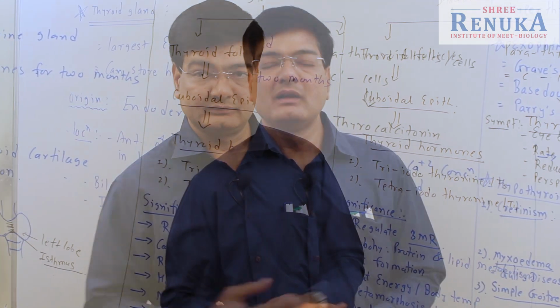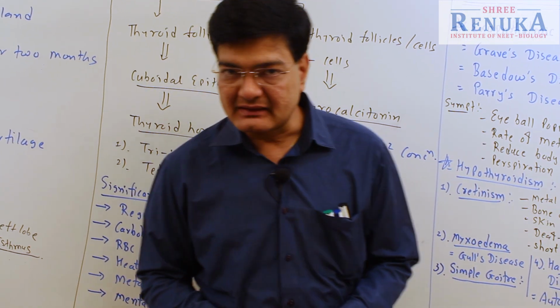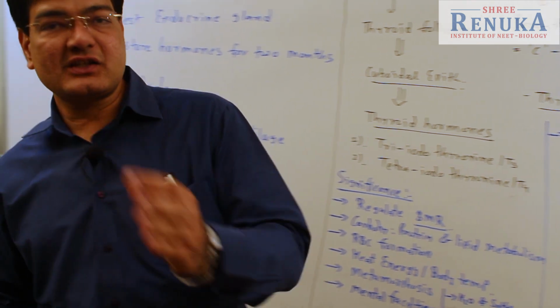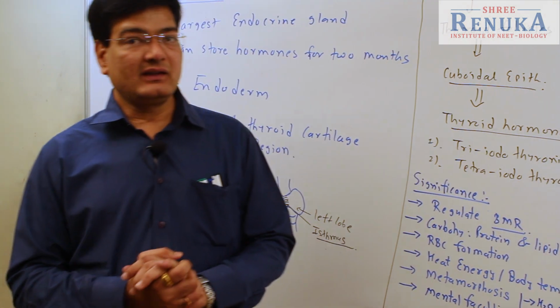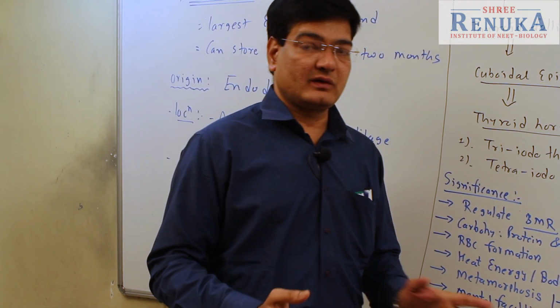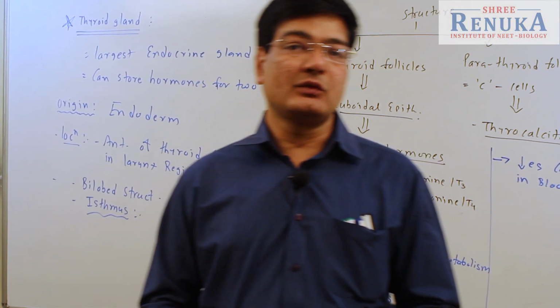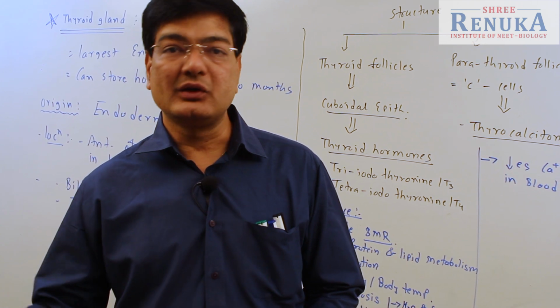That is simple goiter. Hashimoto disease is an autoimmune disease. In this condition, the immune system of the body destroys the thyroid gland, and in this case, the thyroid gland becomes non-functional and results in the diseased condition of the body. That is Hashimoto disease, an autoimmune disease.